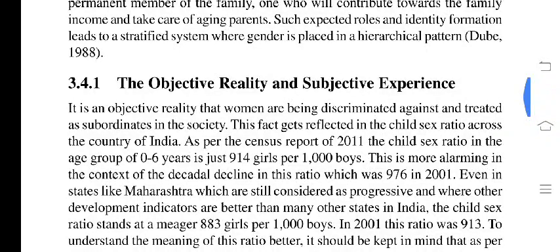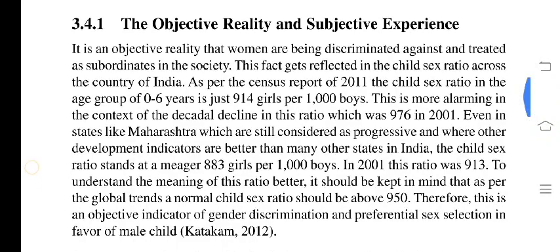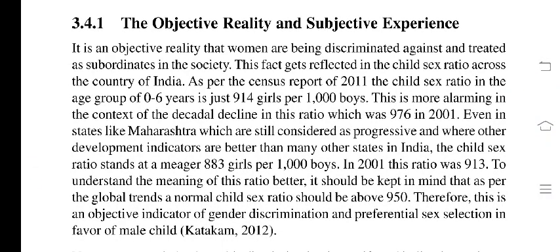The objective reality and subjective experience. It is an objective reality that women are being discriminated against and treated as subordinates in the society. This fact gets reflected in the child sex ratio across the country of India. As per the census report of 2011, the child sex ratio in the age group of 0 to 6 years is just 914 girls per 1000 boys. This is more alarming in the context of the decadal decline in the ratio, which was 976 in 2001.